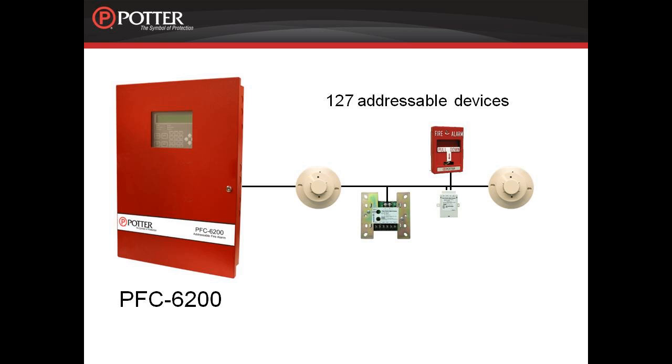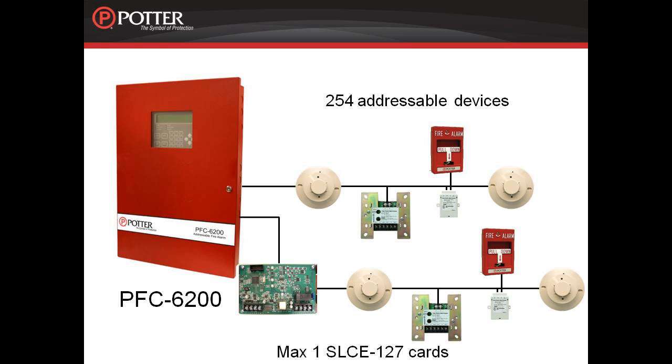The PFC-6200 is very similar to the 6030 and 6075. It is a larger panel. You can connect 127 addressable devices to the main board of the PFC-6200. In addition, you can install an SLC 127 either in the fire alarm cabinet, a PSN 1000E cabinet, or an accessory cabinet. The SLC 127 provides an additional 127 addressable points. This gives the PFC-6200 a grand total of 254 addressable points, any combination of detectors and modules.